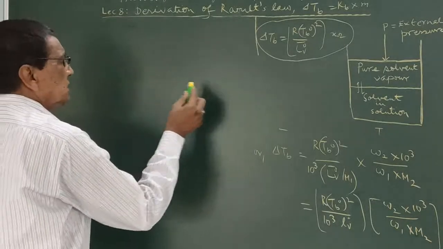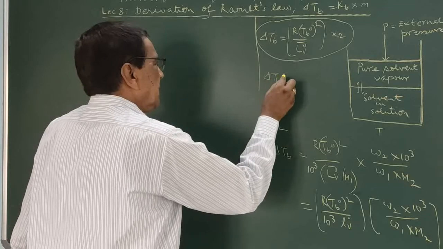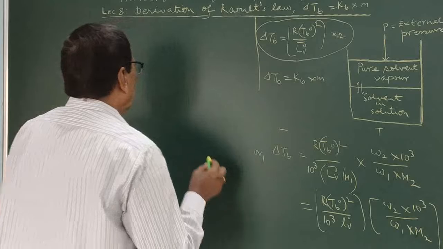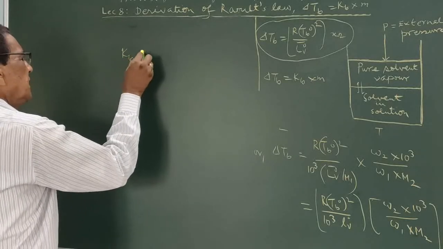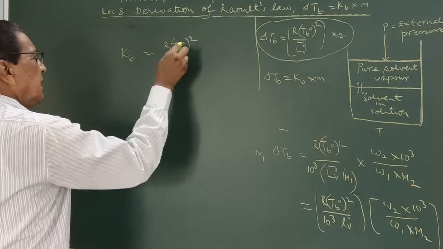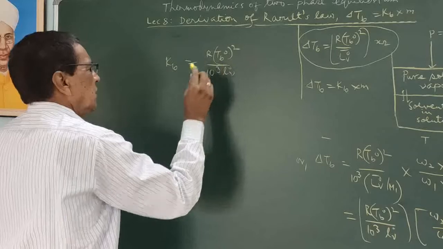So this relation I can write here: ΔTb = Kb into m, where Kb = R Tb₀² divided by 10³ into small lv₀.